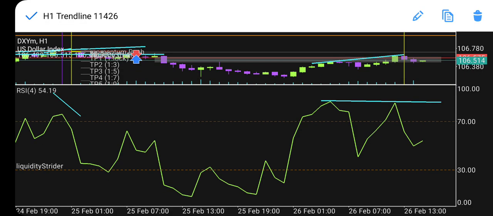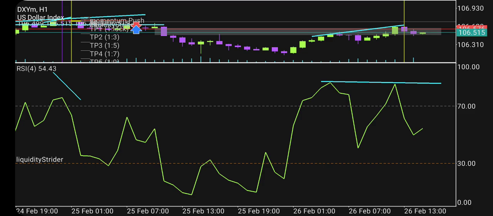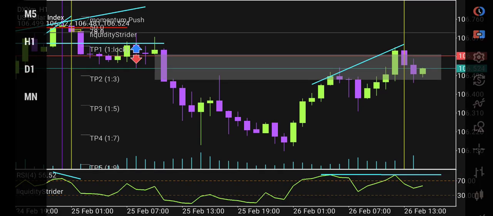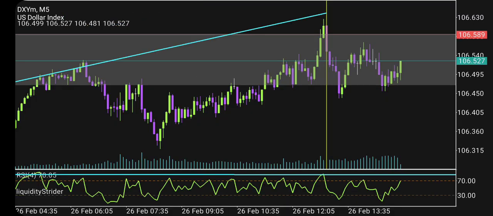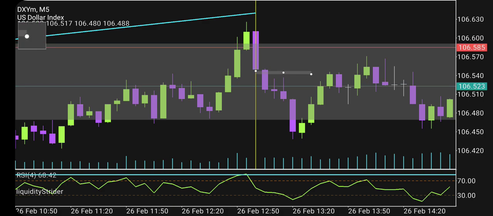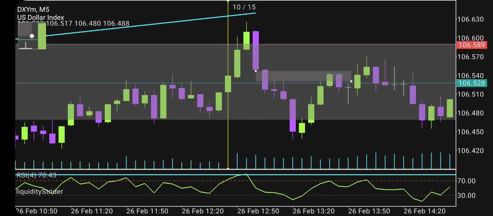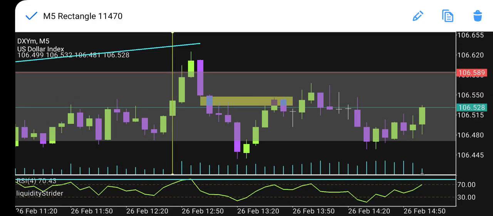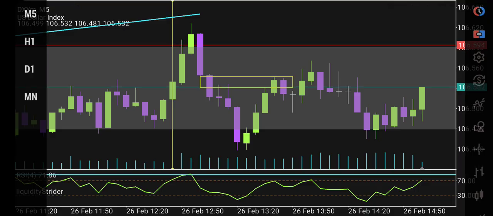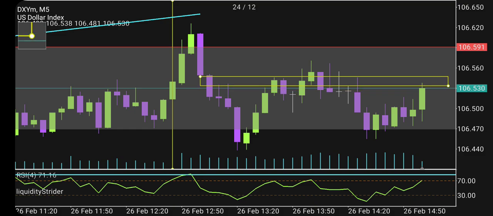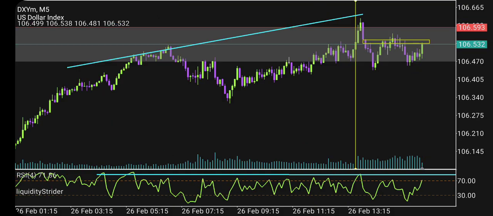Yep, the divergence. Yeah, 1 hour. So again I go to the 5 minutes to look for a fair value gap, another fair value gap maybe here, and yes, it is. So yeah, that's where the market is right now.